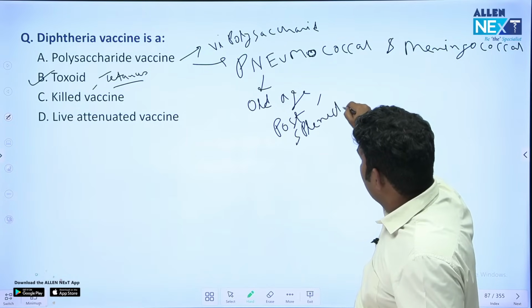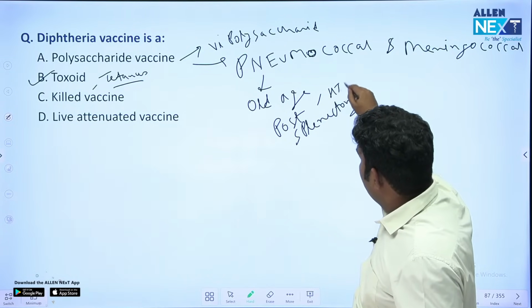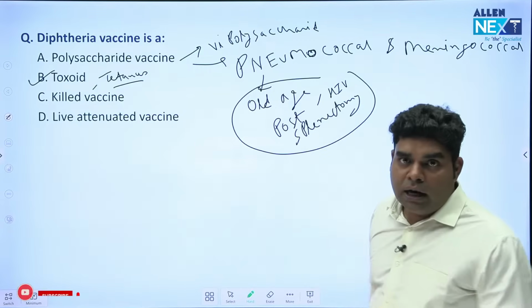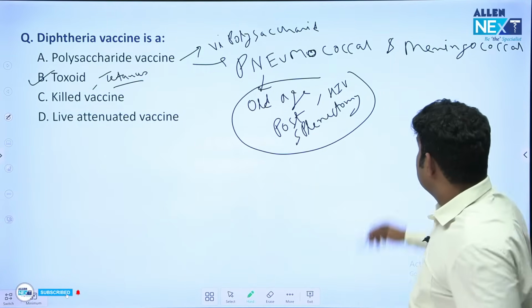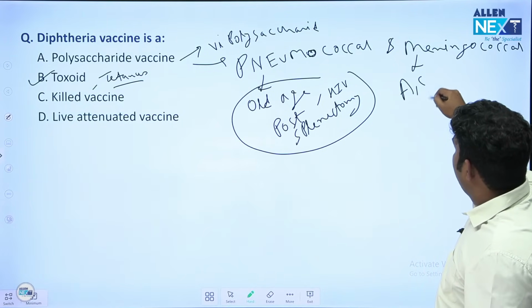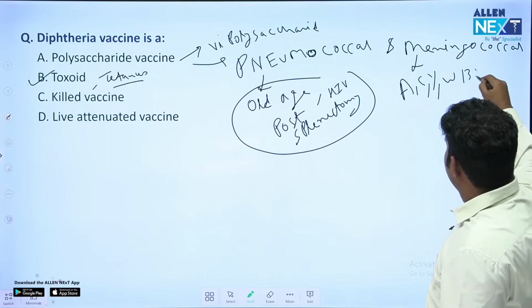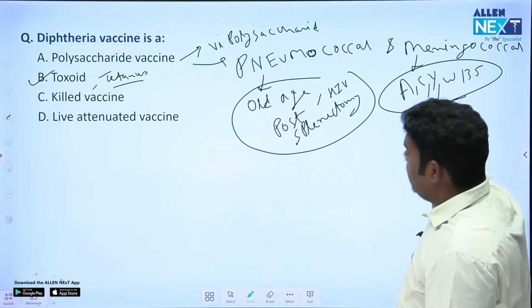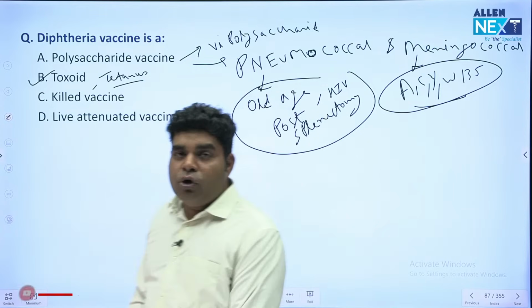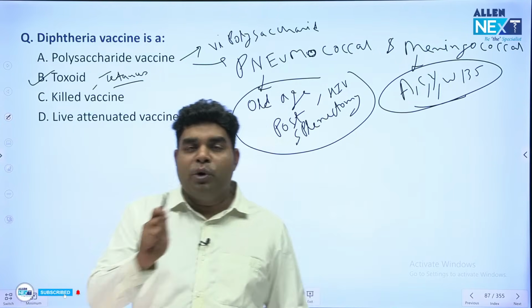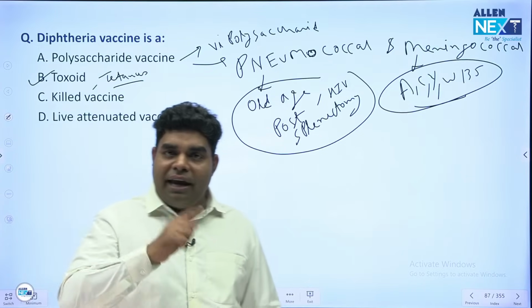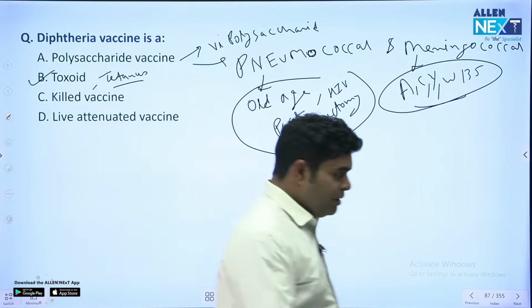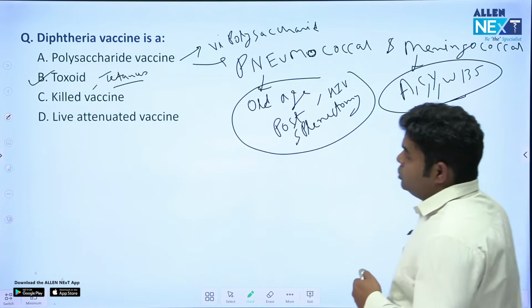Whenever the patient is immunocompromised, HIV patient and all, which vaccine is given? Pneumococcal. And in meningococcal, the strains are A, C, Y, W135. So they ask which subunit is not present in meningococcal vaccine. B subunit is not present. B is not there. A, C, then Y, and W135. Okay? That is there.